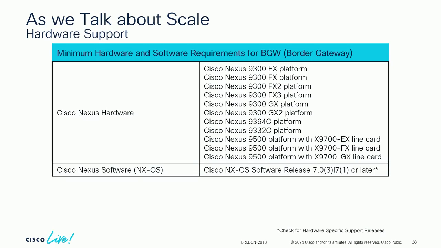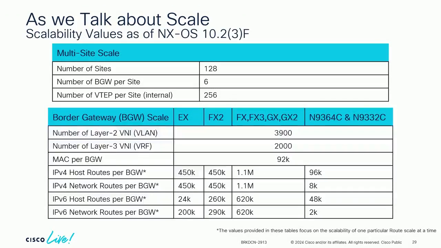How much scale do I get out of these different boxes here? Quite a bit. So the 128 sites is independent of the scale or independent of the type of hardware. It's 128 sites with EX the same way as with FX or with others. The maximum number of border gateways is currently 6. It's a soft limit. You could theoretically go higher. We just haven't validated it.